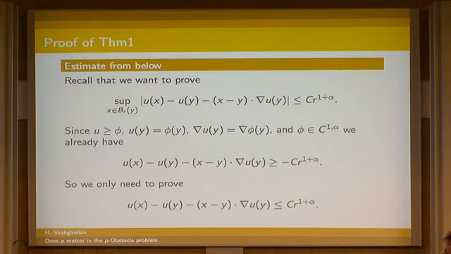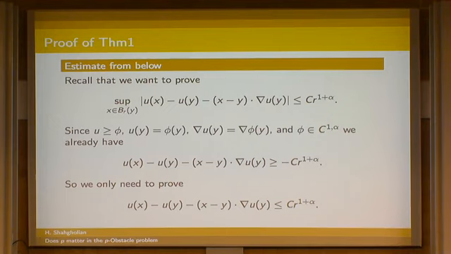So you start with these things that you already have. u is equal to phi exactly at the free boundary point. The gradient of u is the gradient of phi exactly at that point. And now we are assuming that the solutions are C^{1,alpha}, or C^{1,alpha star} or something, and we don't know what this alpha star is. This is what I just gave you a few slides before.